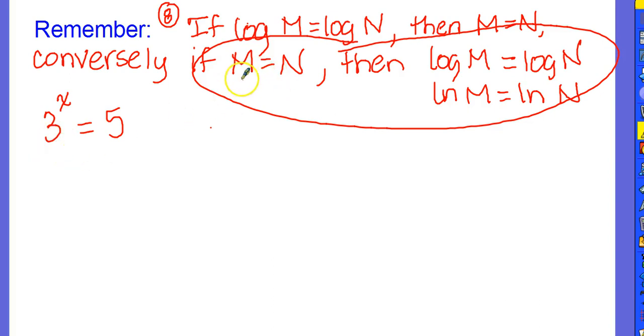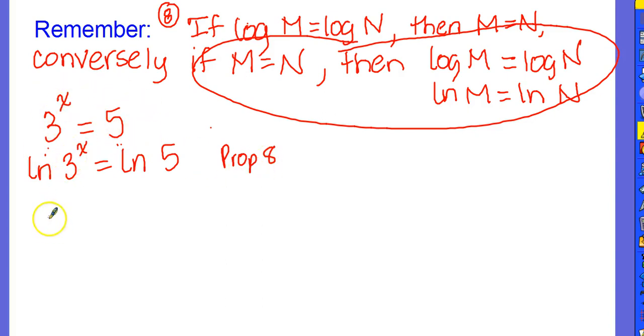So I'm going to take, if two numbers are equal to each other, do you agree these two numbers are equal to each other? Then I can say that the natural log of 3 to the x is equal to the natural log of 5. I did the same thing to both sides of the equation, and using the natural log will allow me to pull that x down, power it down, so that I can solve the equation. So I would call that property 8. If two numbers are equal, then the logs of those numbers are equal.